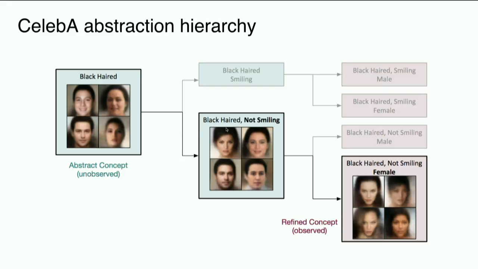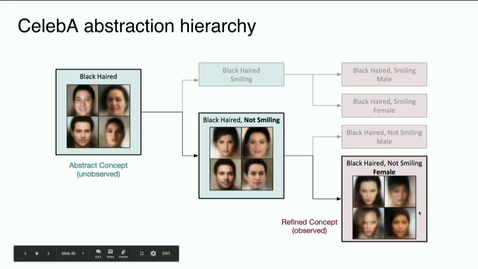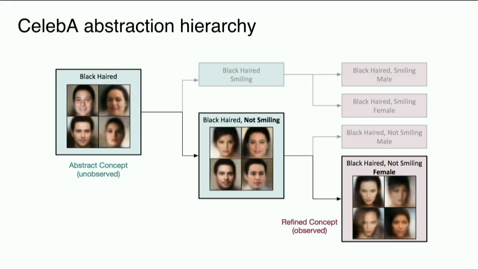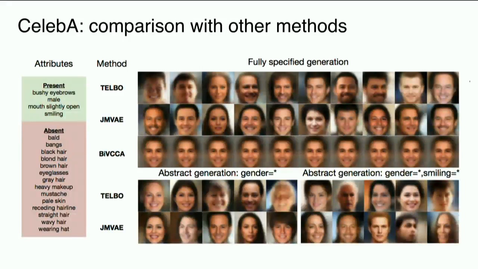And then we say black-haired, not smiling, and none of them seem to be smiling, which is pretty rare for this data set because they're all celebrities. And then we say black-haired, not smiling female, and they all look female to me. So it seems to be doing the right thing. It's qualitatively similar to the MNIST data. And the quality of the generated images is reasonable, right? I mean, you could get higher visual quality with GANs, but that's a whole separate can of worms.